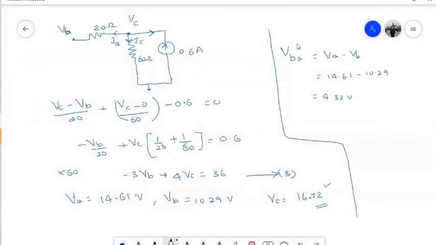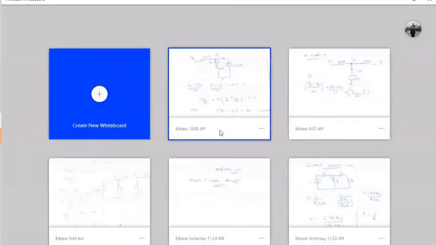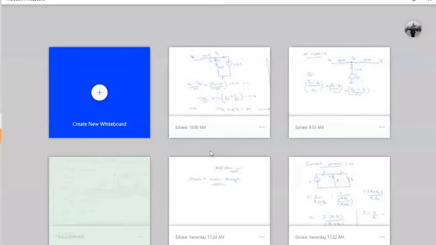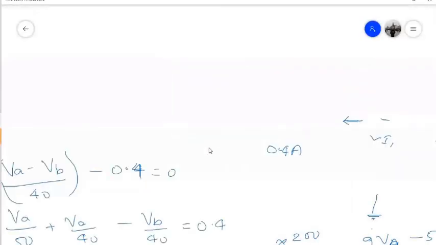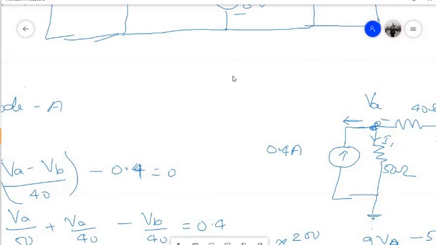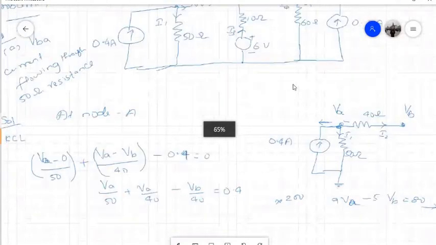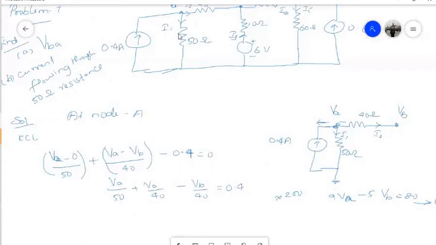And another question, this is part A. And what is the next question? The current that is flowing through 60 ohm resistance. Now, if you look at the circuit, the current that is flowing through the 60 ohm resistance is nothing but the current. Let me open that particular board. Now, the current that is flowing through this 50 ohm resistance. What is the question actually? 50 ohm or 60 ohm?